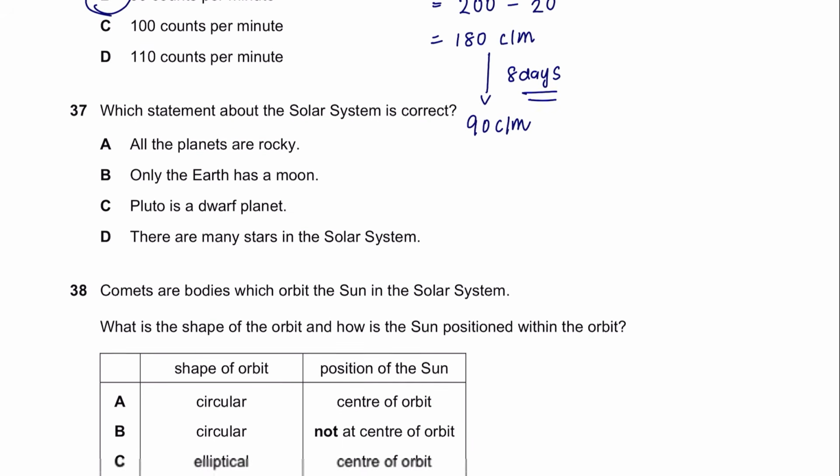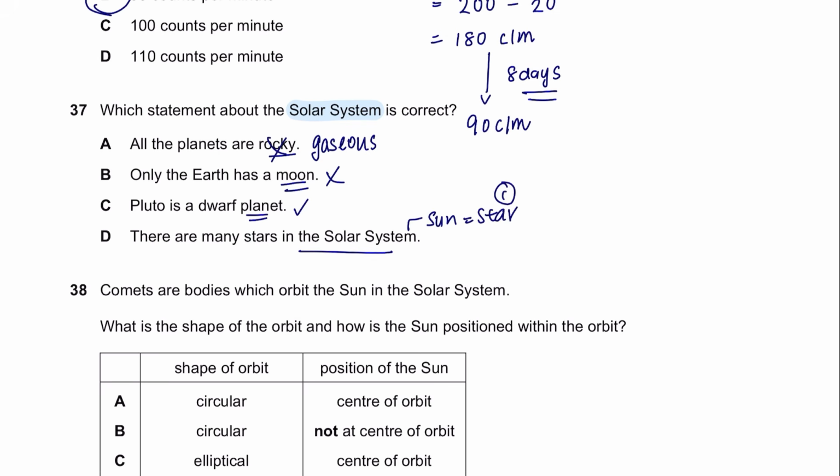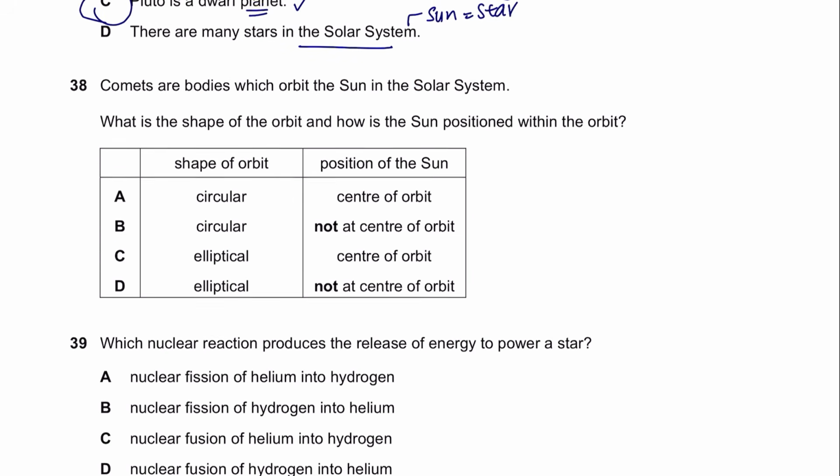Next question, 37. Which statement about the solar system is correct? All planets are rocky. Not true, because some planets are gases. Only the Earth has a moon. Not true, other planets have their own moons. Pluto is a dwarf planet. Correct. There are many suns in the solar system. Wrong. The only star is the sun. So the answer is C.